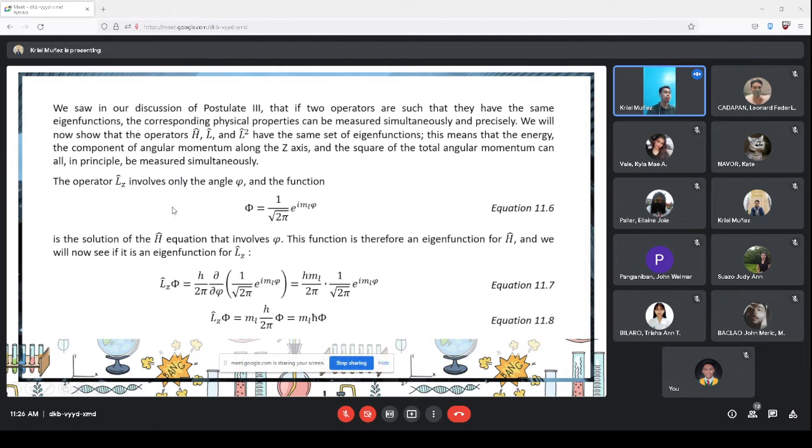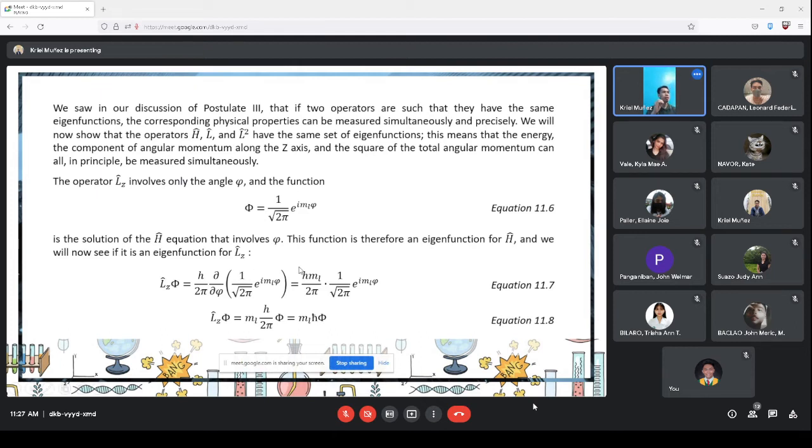Okay, so this is the solution of the h hat equation, or the Hamiltonian equation, that involves phi. So this function is therefore an eigenfunction for h hat. Since it is a solution of h hat, meaning basta may solution, eigenfunction yun, the operator would return the phi equation, and that would give us an eigenvalue. And we will now see if it is an eigenfunction of L sub z hat.